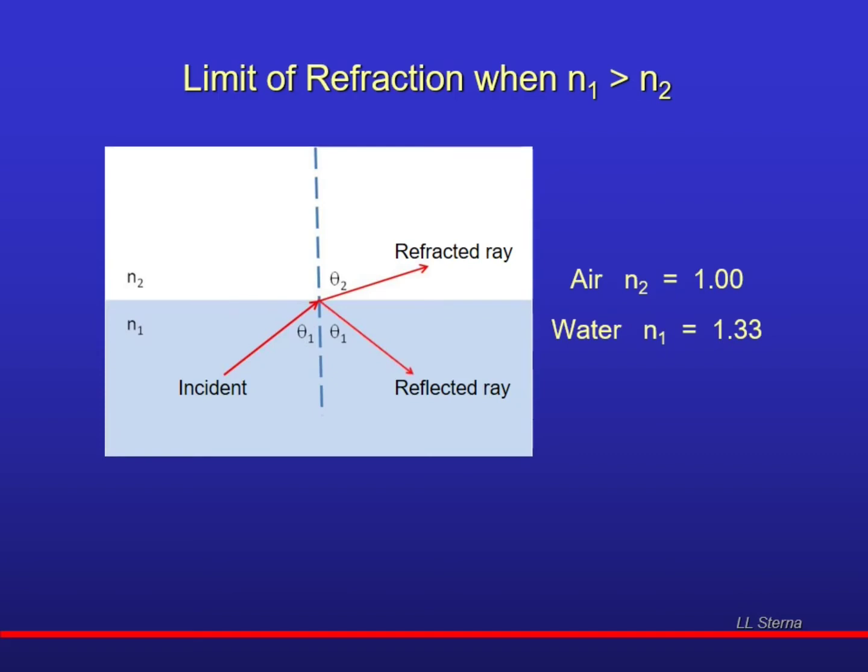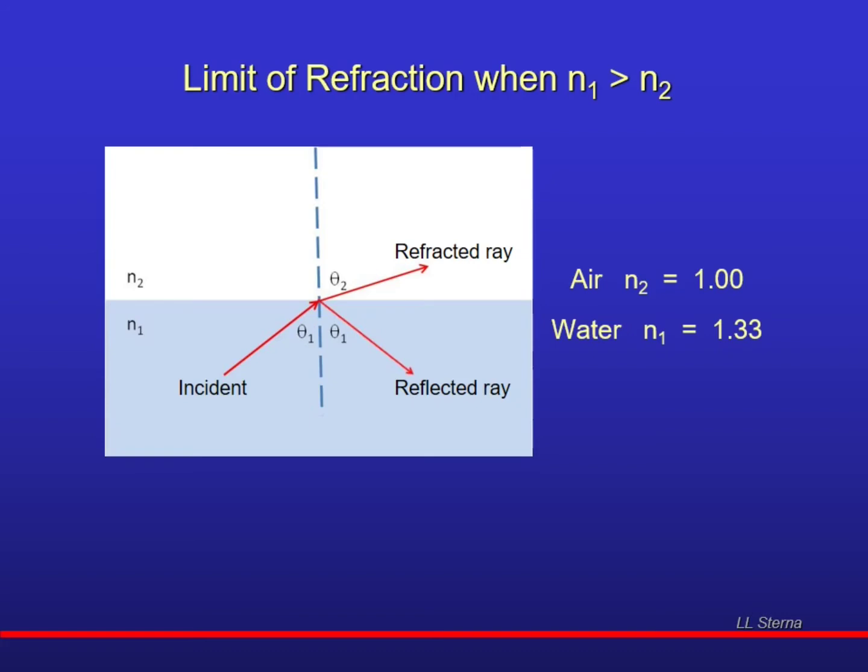But what if the angles were such, the refractive indices were such, that the ray tried to bend so far that it went back down into the water? Because remember, theta 2 has to be greater than theta 1. If theta 1 reaches a certain critical value, then theta 2 might try to dip all the way back down into the water. It means theta 2 would be 90 degrees. If theta 2 dipped into the water, there could be no refraction.